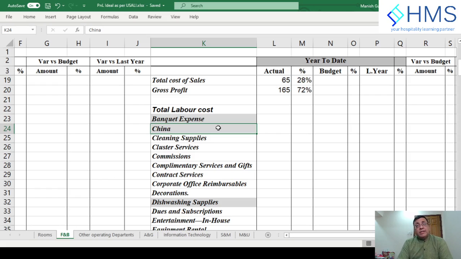Chinaware usually is a fixed ad hoc expense. It depends on the breakages. If you have more breakages, you will have more expense. But primarily, it depends on the business as well, because if you don't have business, there is no breakage. If you have more business, there will be more mistakes, more breakages will happen. So it depends on the business level.